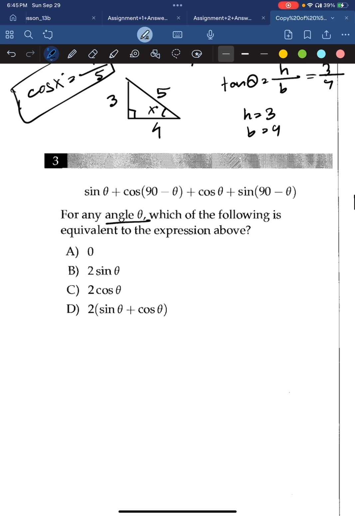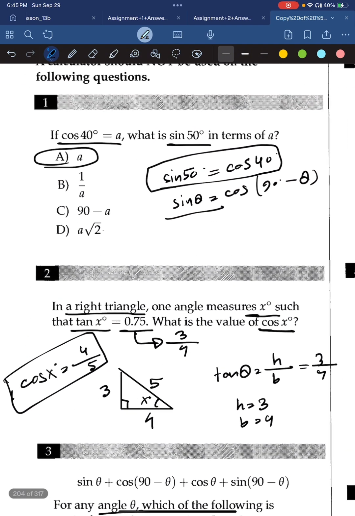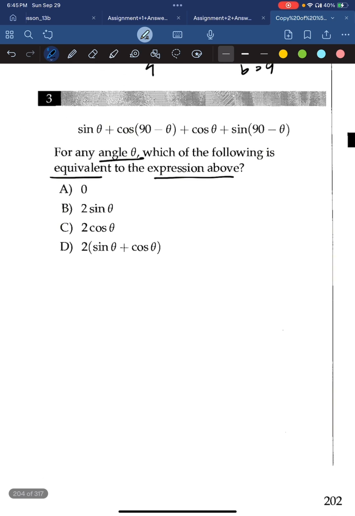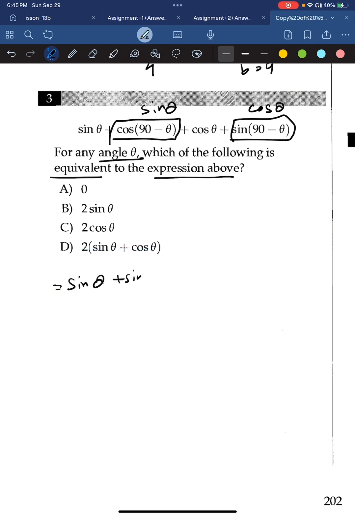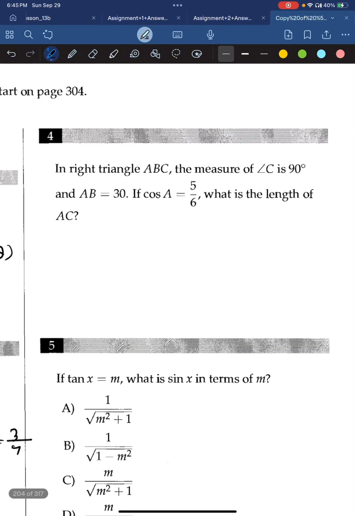For any angle theta, which of the following is equivalent to the expression above? We have to go back to this formula again for solving this question. We know cosine of 90 minus theta is equal to sine theta, and we also know sine of 90 minus theta is equal to cosine of theta. If you write it again, it would be sine theta plus sine theta plus cosine of theta plus cosine of theta. So what do we get? We get D. Let's get into the next question.